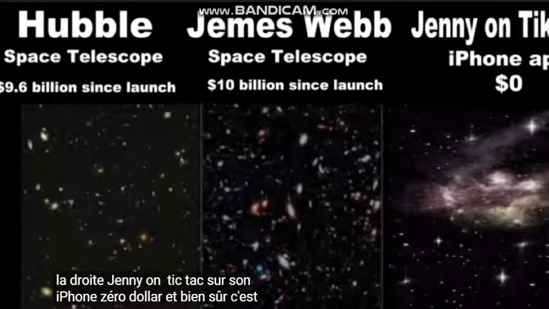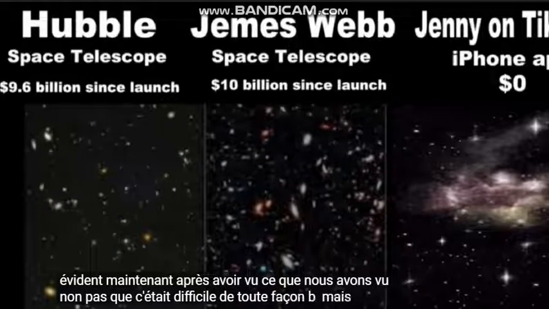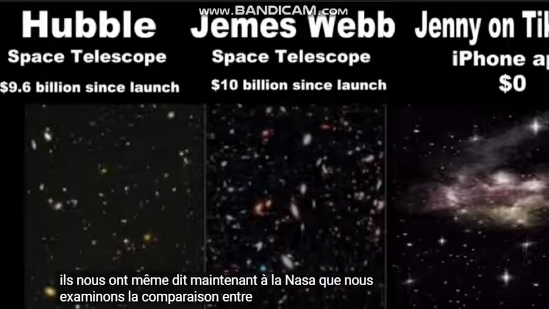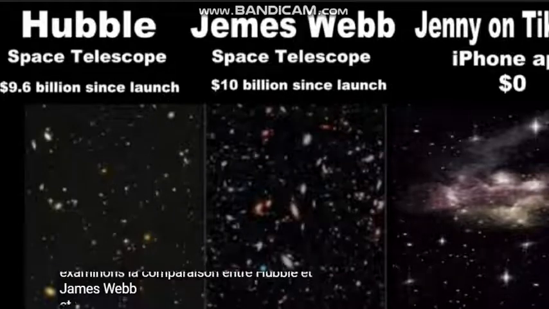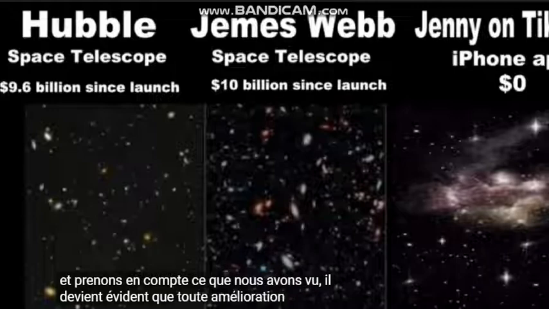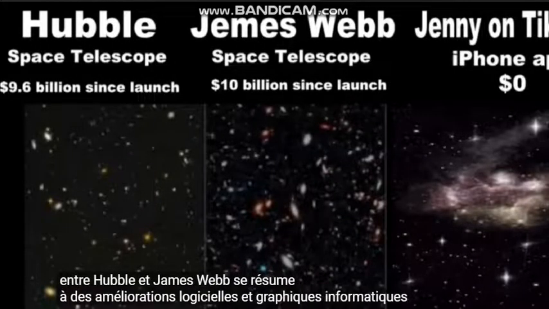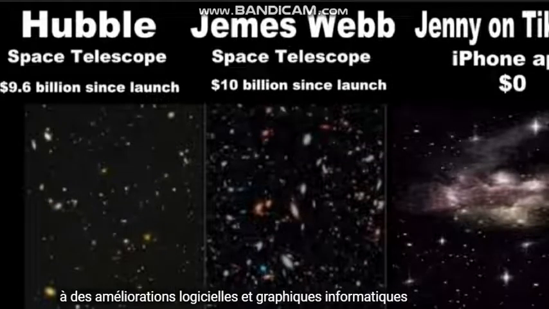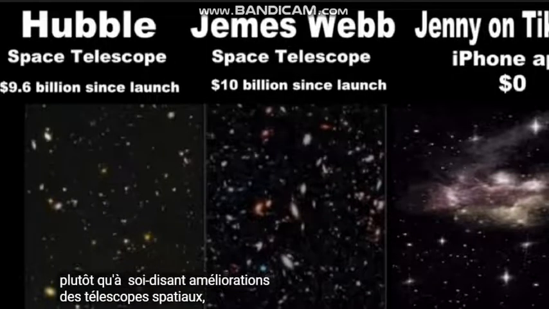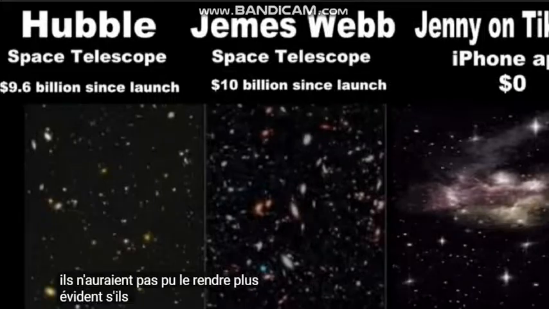And of course, it's obvious now, having seen what we've seen, not that it was difficult anyway, but they've even told us now at NASA. We look at the comparison between Hubble and James Webb, and take into account what we've seen, it becomes obvious that any improvements between Hubble and James Webb are down to software and computer graphic improvements rather than so-called improvements in space telescopes. They couldn't have made it any more obvious if they tried.